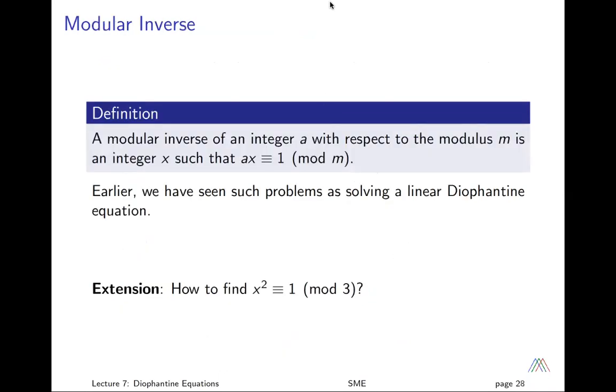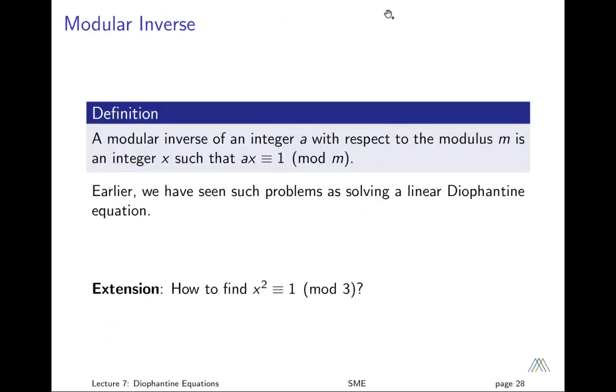Now next we're going to talk about modular inverses. A modular inverse of an integer a with respect to the modulus m is an integer x such that ax is equivalent to 1 mod m. So a is a given number. We've seen problems like this, solving a linear Diophantine equation, so you can solve this using Bezout's identity.